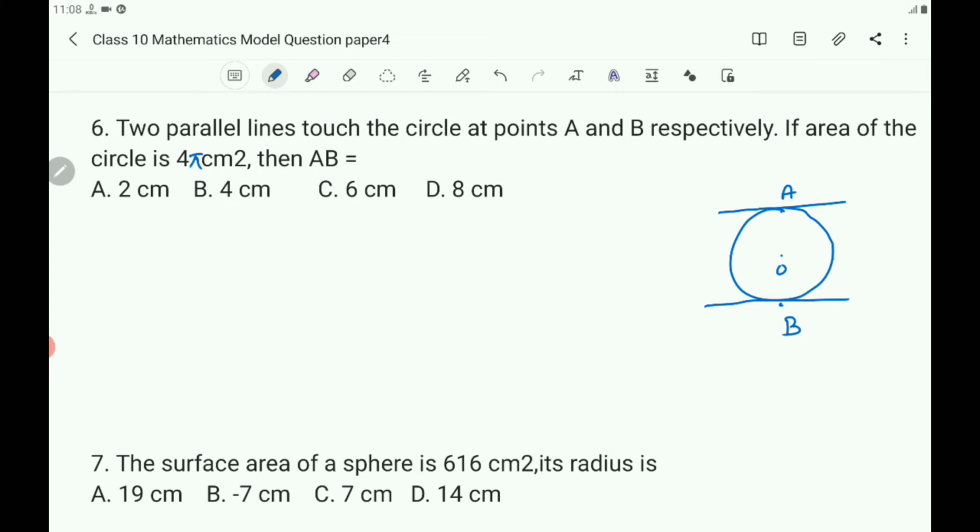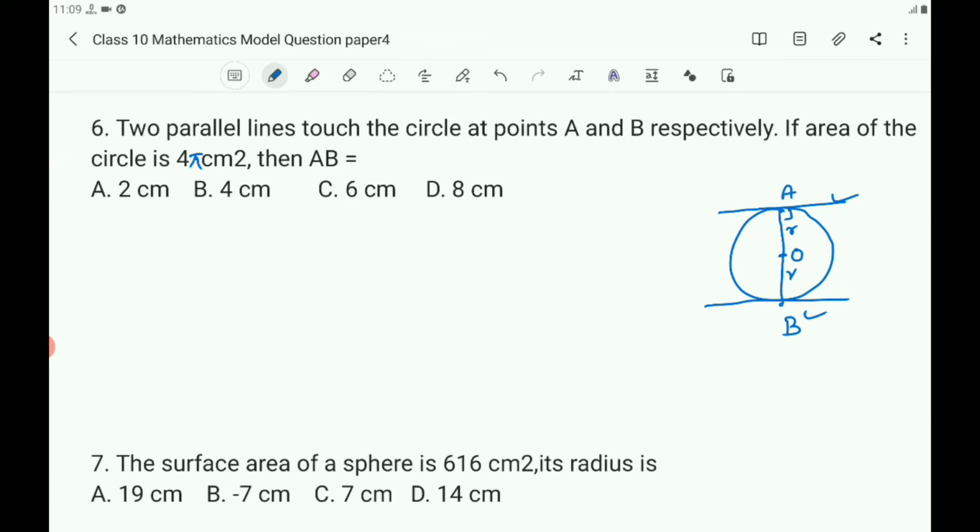And what you have to find out here? We have to find AB. And what is given? Area of the circle is given. What is the area of the circle? That is 4 pi cm square. Now you know that here if you take the center is O, AB passes through the center, and as they are parallel means you will get here OA is perpendicular to this line, OB is perpendicular to this line. So these two are the radii. So here we have to find the radii of the circle.